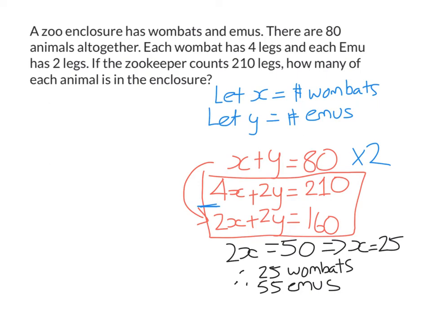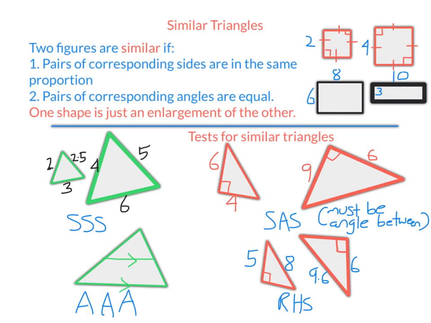Now let's move on to geometry. So we're going to look at similar triangles. Two shapes we say are similar if both of these conditions are true: pairs of corresponding sides are in the same proportion and pairs of corresponding angles are equal. If two shapes are similar, it basically means one is just an enlargement of the other.